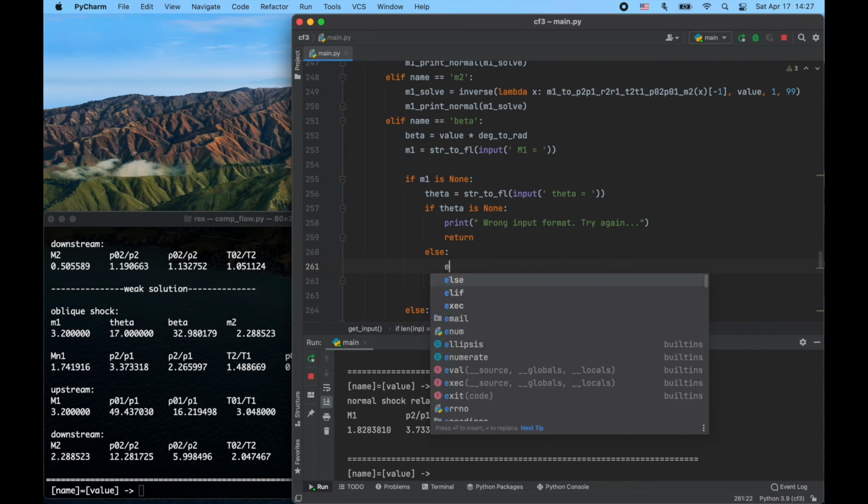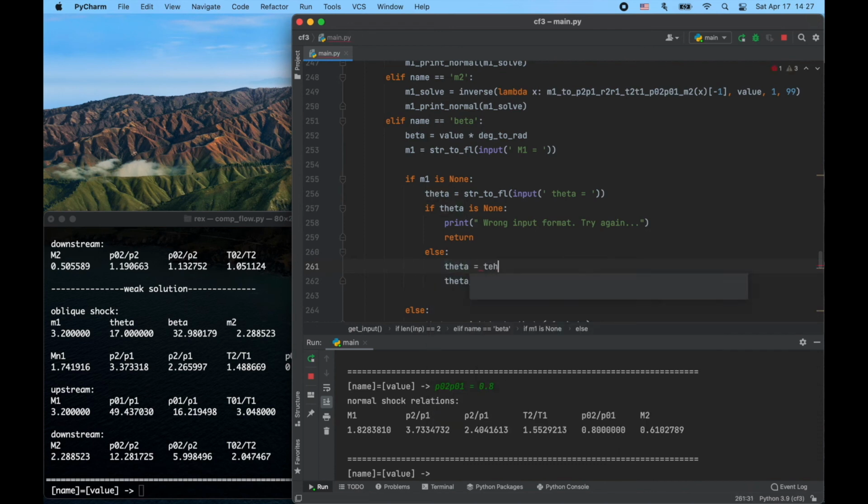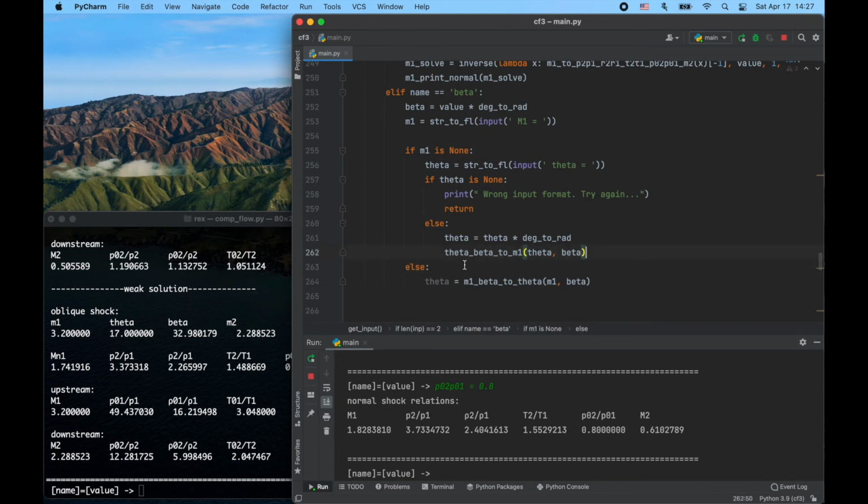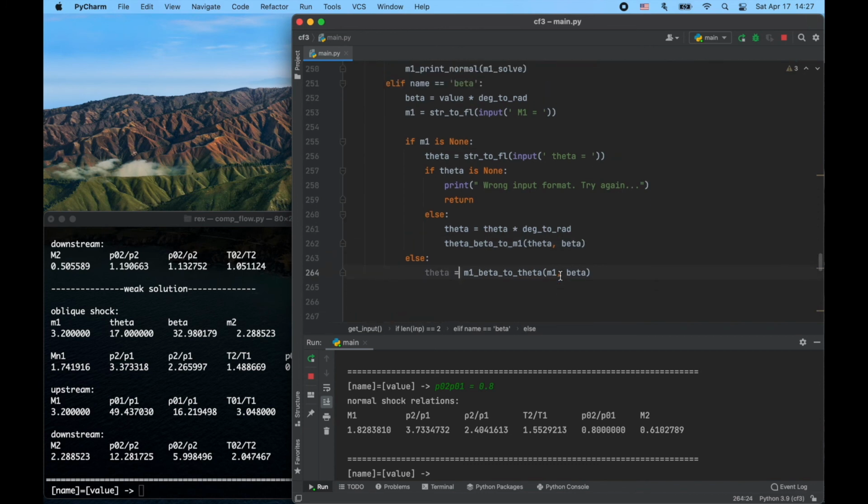So no matter if M1 is known or theta is known, we should be able to know everything now, right? If both M1 and theta are not given, it will just return. So we don't have to care about that case anymore. Now we know all of the three values. We will print, this is an oblique shock relation. And we are going to print everything from this: M1, theta, beta.